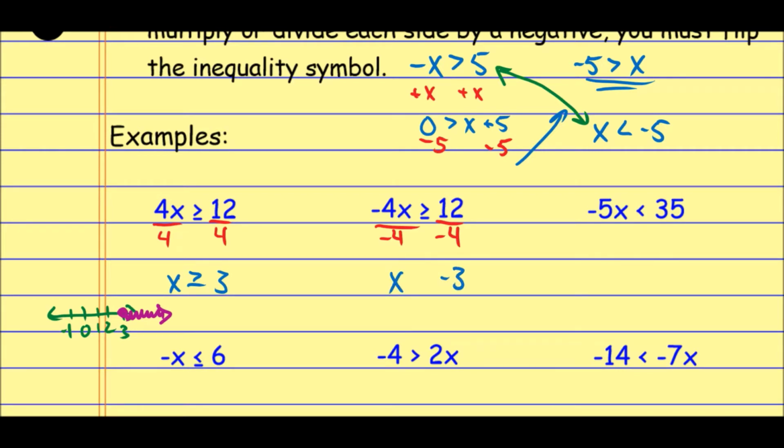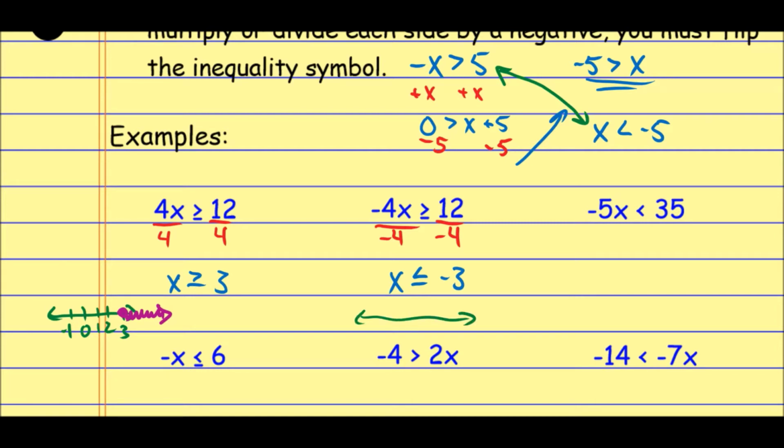Here I get a negative 3, but the big difference now is I divided by a negative, so what I have to do is flip the inequality sign. I make it a less than or equal to symbol. Okay, that's the big difference here, all right? I solve things the same way I've always solved them, but if I multiply or divide by a negative, I have to flip the inequality symbol, okay?